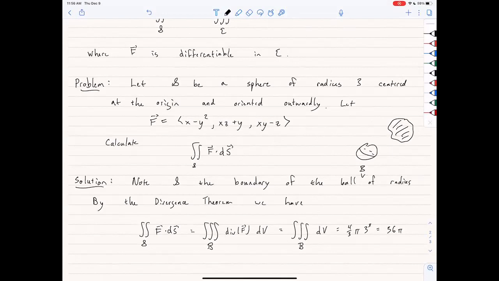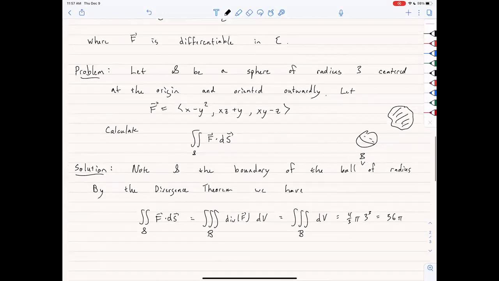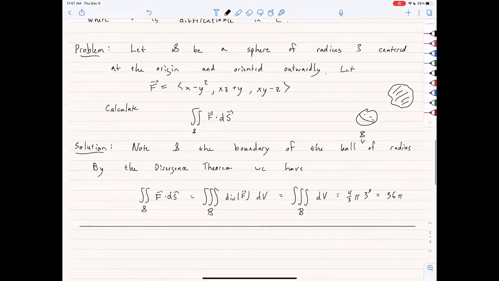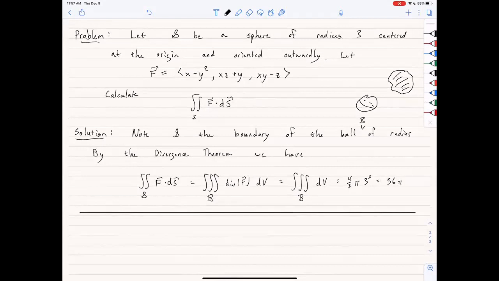And that's it. No parametrization of a sphere, no nasty computation, no calculating that cross product of T theta cross T phi, none of that. Okay. So now I want to spend the rest of the lecture today identifying some of the patterns we see here, because there are some patterns. Let's take a look.